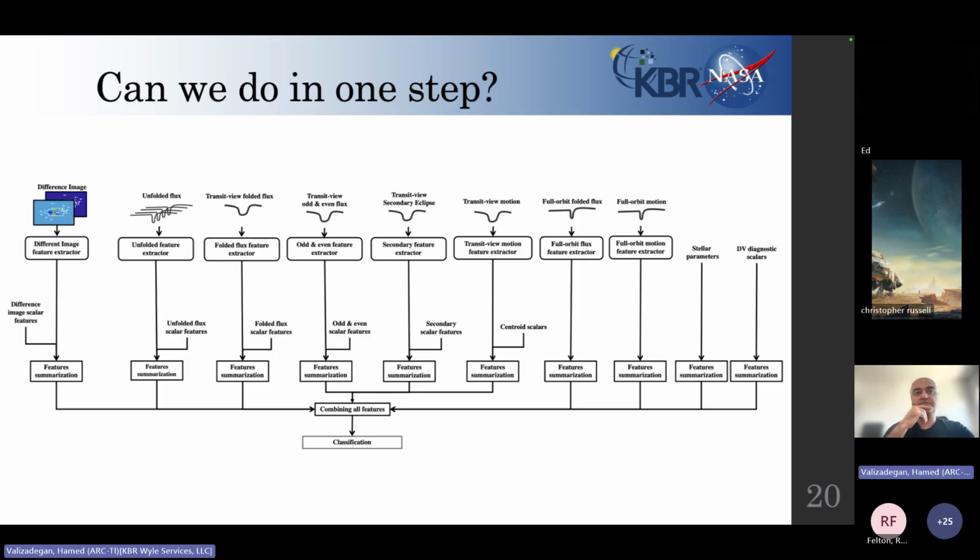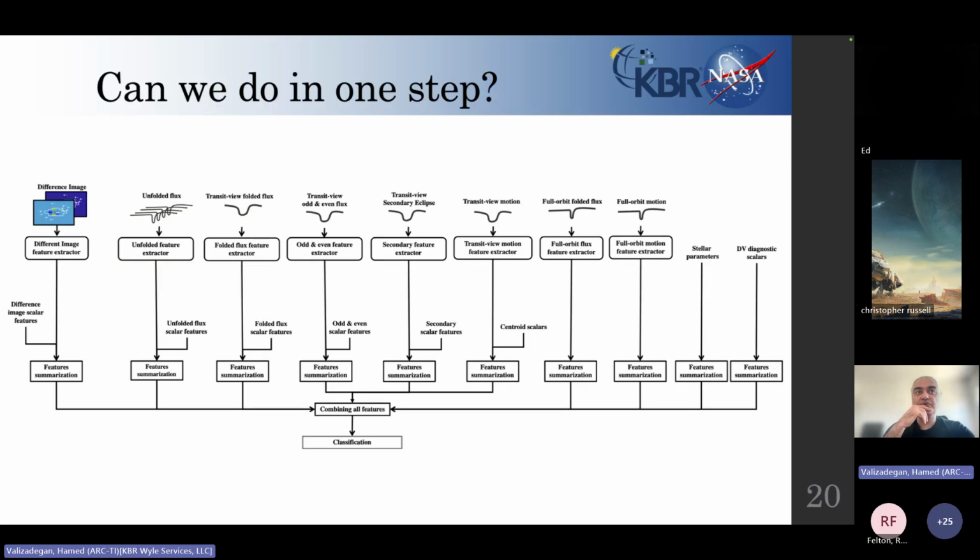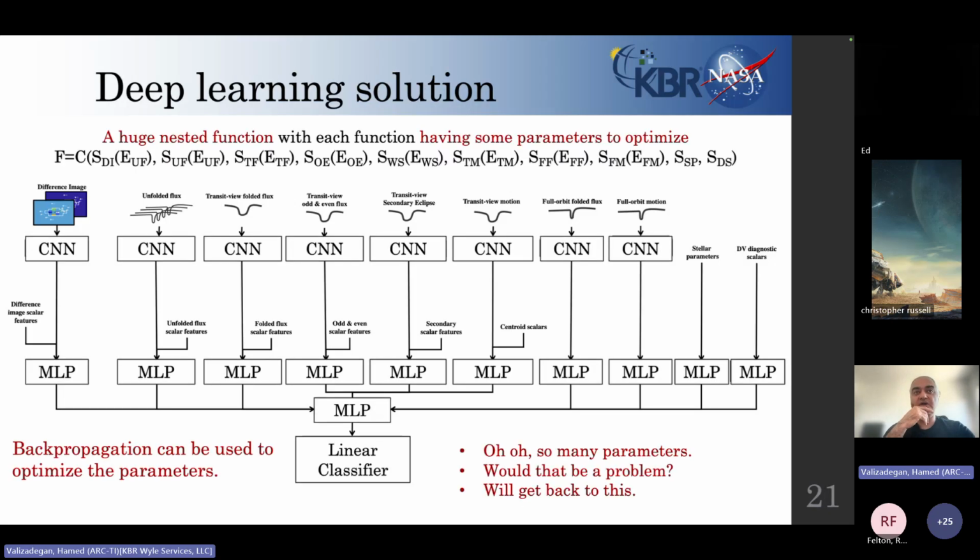Now, going back to this problem, again, support vector machine cannot accept complex data forms like time series or images. Can we solve this complex function in one step instead of separating feature extraction and classification? Well, now we have all the tools, right?